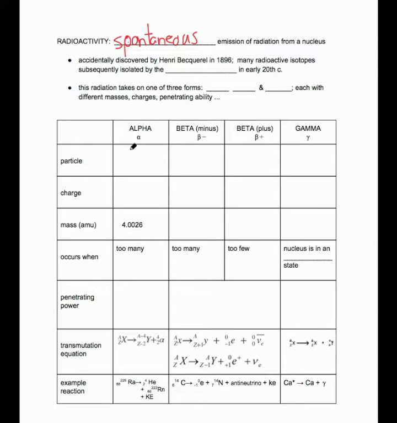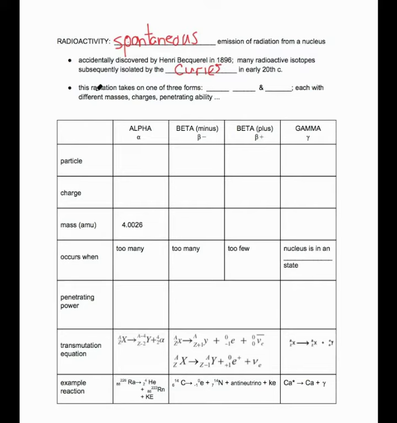Historically, radioactivity was an accidental discovery by Henri Becquerel in the late 19th century. Basically, he noticed that an ore of uranium was developing photographic plates, and he ruled out any other influences, so he realized it is emitting something. And then many radioactive isotopes were subsequently isolated by the Curies, Marie and Pierre, in the early 20th century.